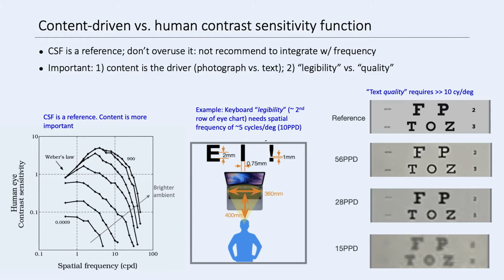I just showed, and it's just the same image on the right side. I just cut and pasted it over here. For the text quality, for seeing the text very comfortably, you definitely need much higher PPD. So 5 cycles per degree is in the center of the human sensitivity curve, but you need more. For different applications, you should weigh your application more than what the human is doing.